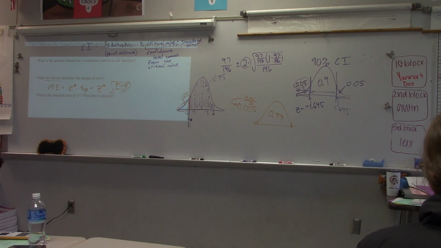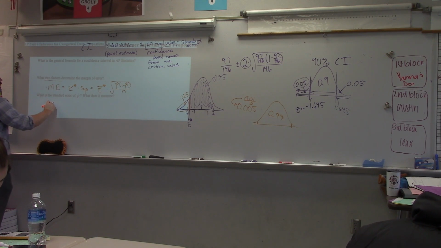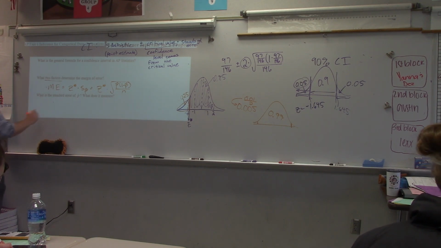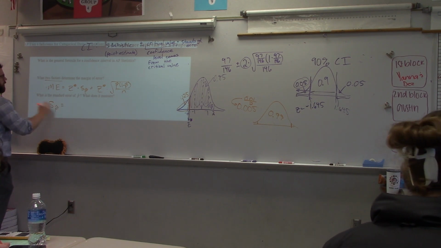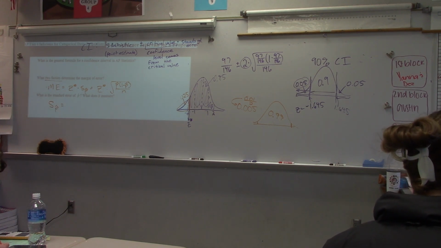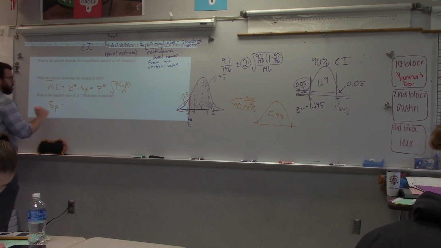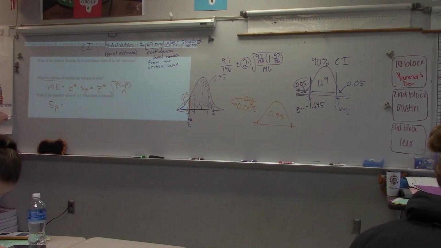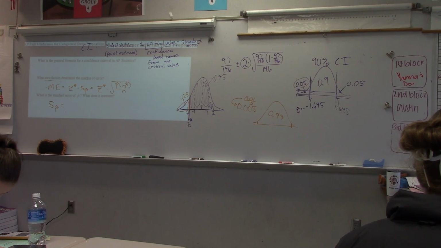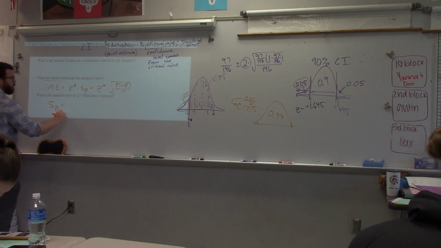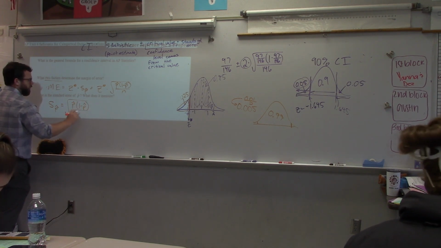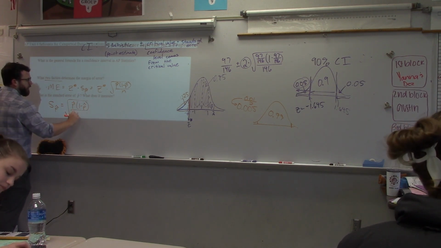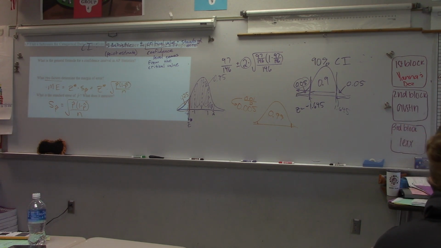So what is the standard error? What are the symbols we use for standard error? S of p hat, right? So the standard error of p hat is equal to what? The square root of p hat times 1 minus p hat over n. Remember, that is quite literally my standard deviation, but instead of p, I have p hat. Standard error is just that.